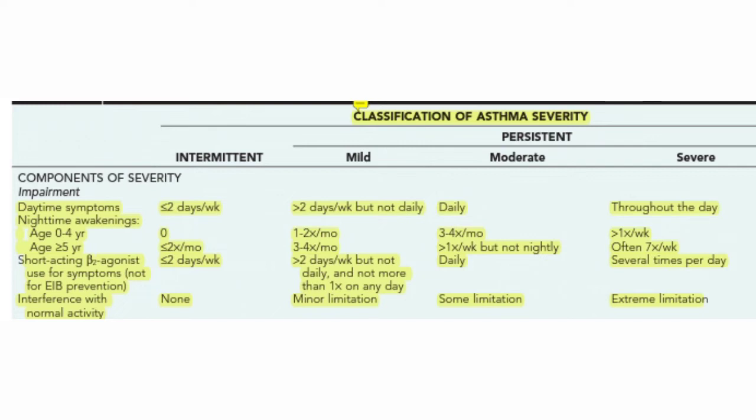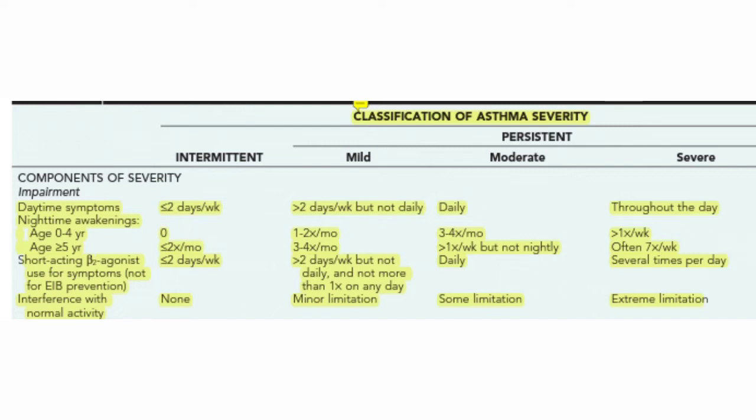More than 2 days per week, but not daily, it is persistent, mild. In moderate, daily. In severe, throughout the day. Nighttime symptoms, as I have already told, in case of age 0 to 4 years: in intermittent, no nighttime symptom. In mild, 1 to 2, moderate, 3 to 4. These are per month, and if more than 1 night per week, then it is severe.